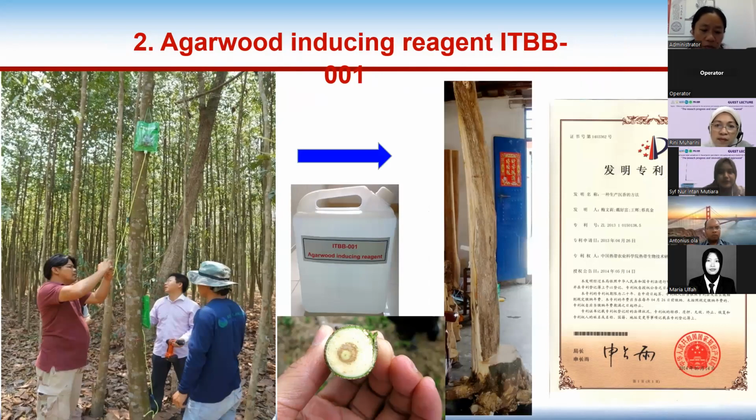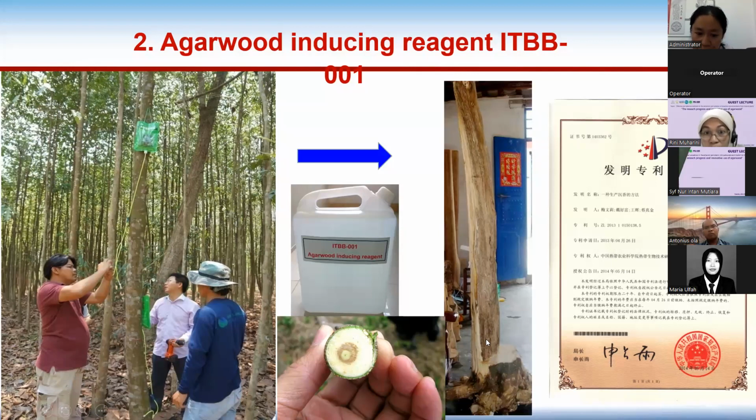We also make an Agarwood inducing reagent, because Agarwood is only produced when the trees are hurt, and it takes a very long time to produce, usually around 10 years before it can be collected. The Agarwood produced is usually not much, because the injured part of the trees is limited in nature. Now we use this reagent to induce the trees to produce Agarwood.